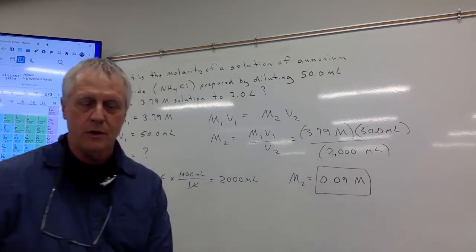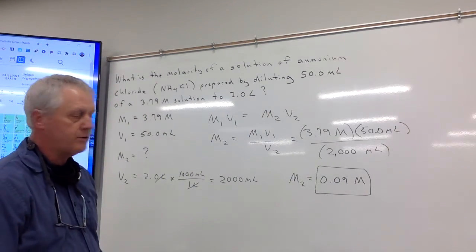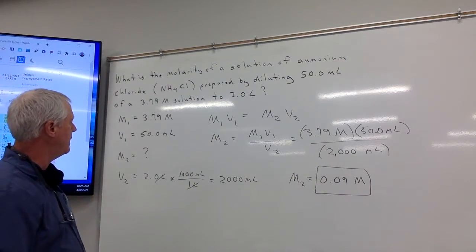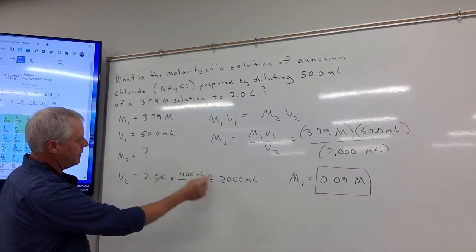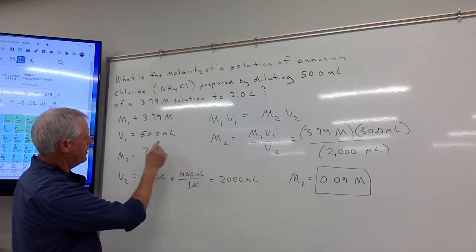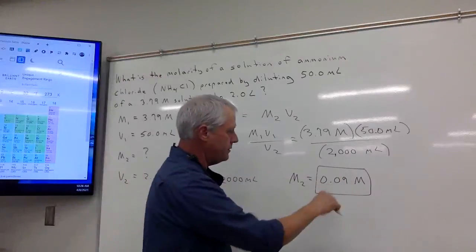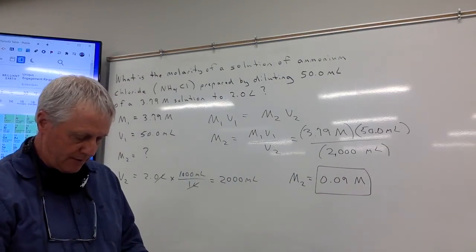Okay, so as you can see, the molarity has decreased from 3.79, but we added an awful lot of solution, from 50 milliliters up to 2,000, so it makes sense that that would reduce the molarity to that value.